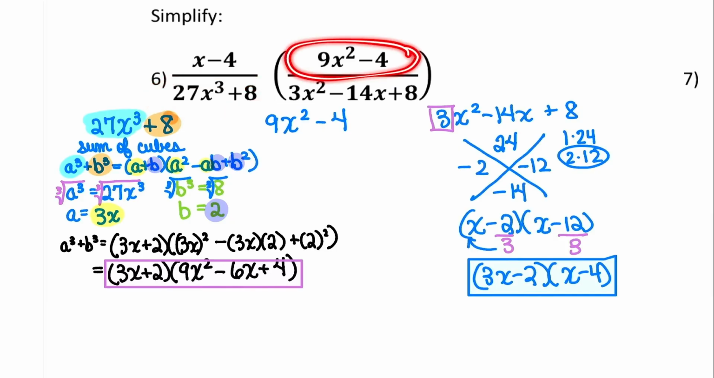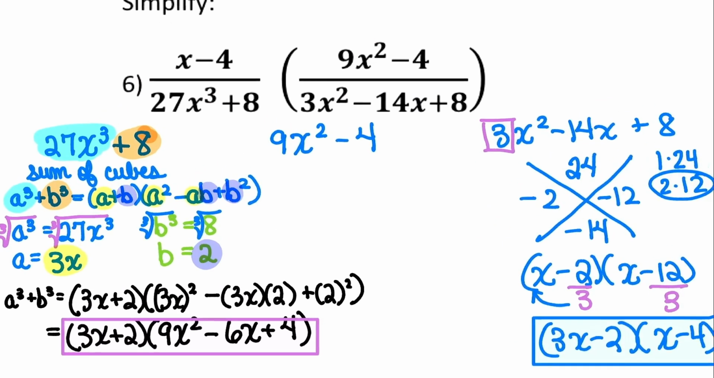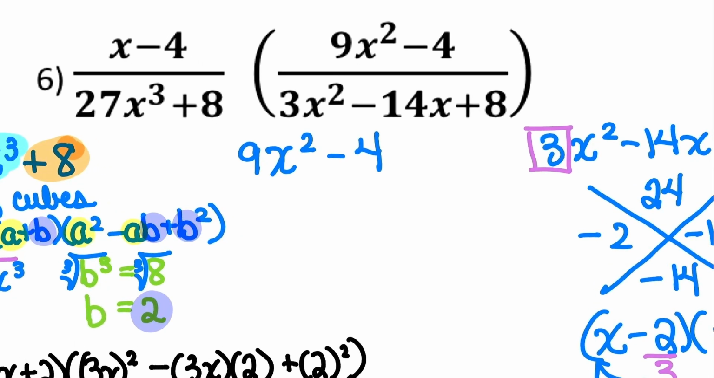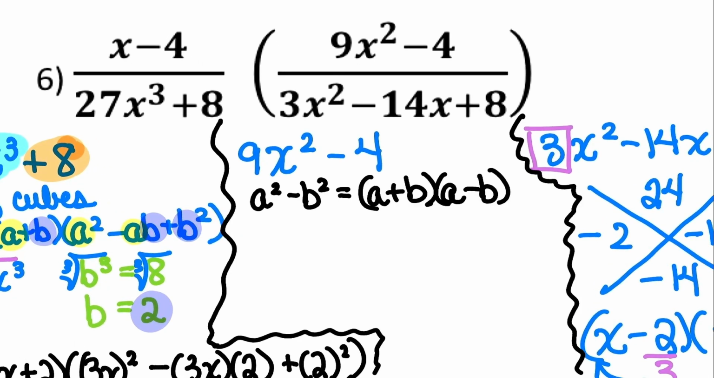Lastly, we have the difference of squares here. Difference of squares also has a specific formula. And we're actually going to do the same thing. So a squared equals 9x squared. And then we can just take the square root of both sides. So a is 3x. And everywhere that there is an a in our formula, we're going to put a 3x.